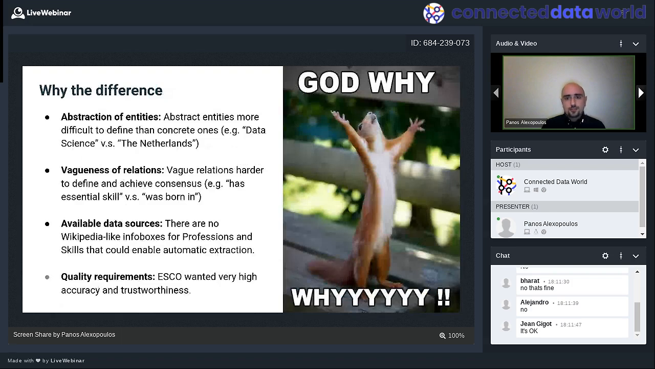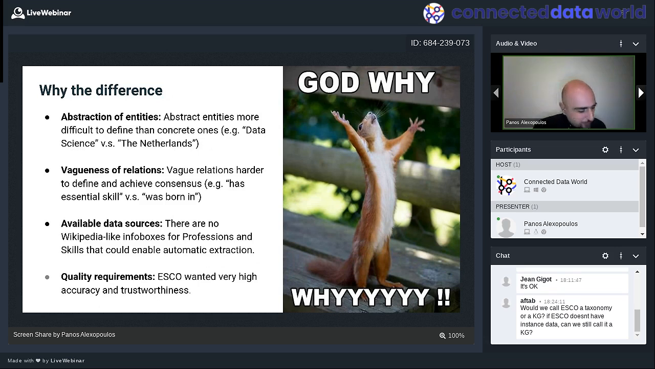So why the difference? Right, why the difference? Was the European Commission stupid in spending all this amount of money to build the graph? The difference lies in the following factors. First, we have what we call the abstraction of entities. Abstract entities, as we will see.